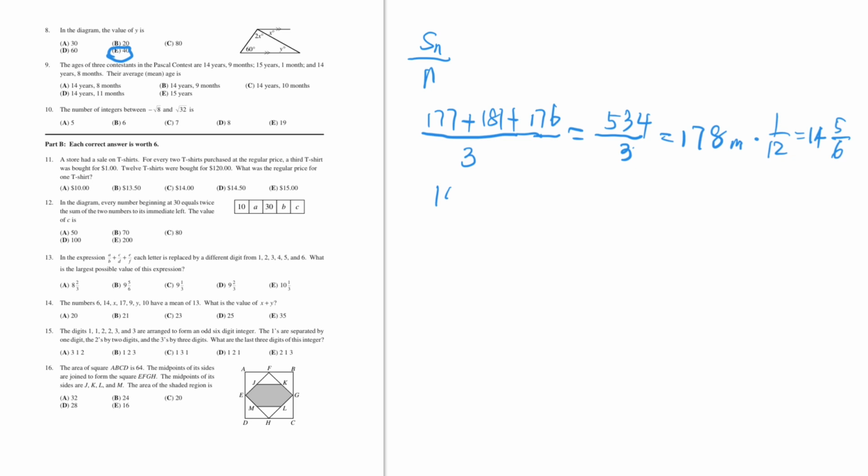That means 14 years and 5 over 6 of a year times 12, because 1 year has 12 months. Cancel 6, that's 10. That's 10 months. So the average of the 3 contestants is 14 years, 10 months. That's the answer C.